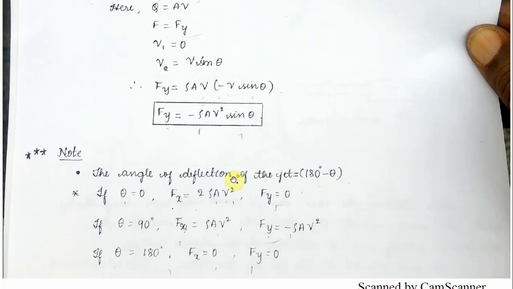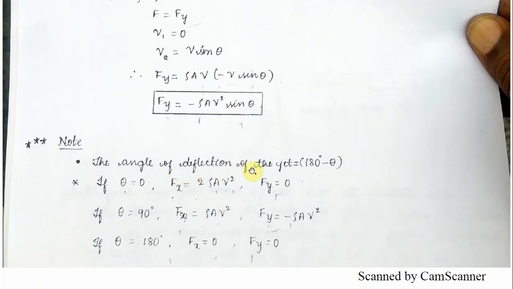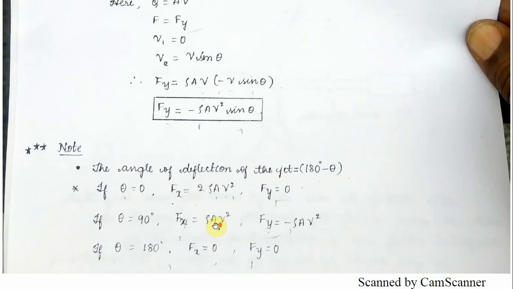Okay, one important note here: the angle of deflection of the jet is equal to 180 degree minus theta. If theta is equal to 0 and Fy is equal to 0, then Fx is equal to 2 rho A V square. Then if theta is equal to 90, then Fy is equal to rho into A into V square and Fx is equal to rho into A into V square. If theta is equal to 180 degree, then Fx is equal to 0 and Fy is equal to 0, because no force will be exerted on that vane.